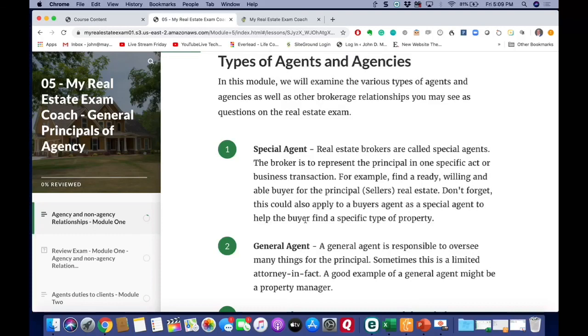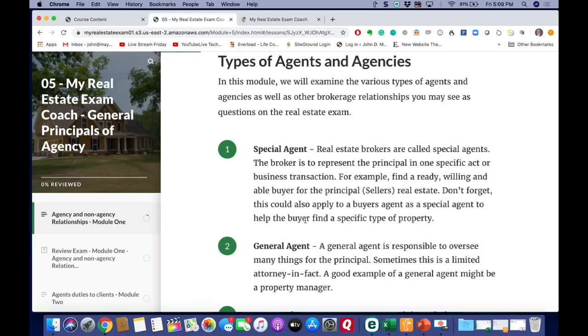In other words, find a ready, willing, and able buyer for my real estate, if you were a seller. If you were a buyer, it could be, help me find a specific type of property. Once you've done that, or if it expires, there's other ways the agency can terminate, then that special agency is terminated. It's just for one specific purpose.